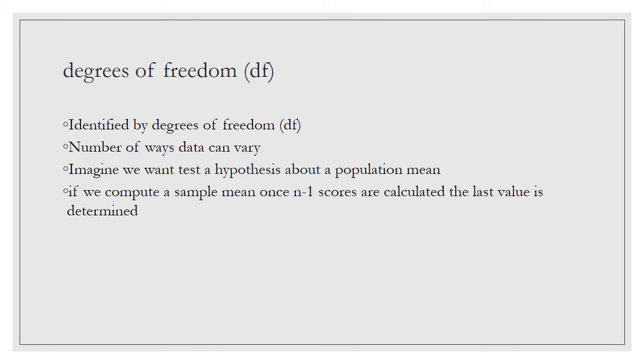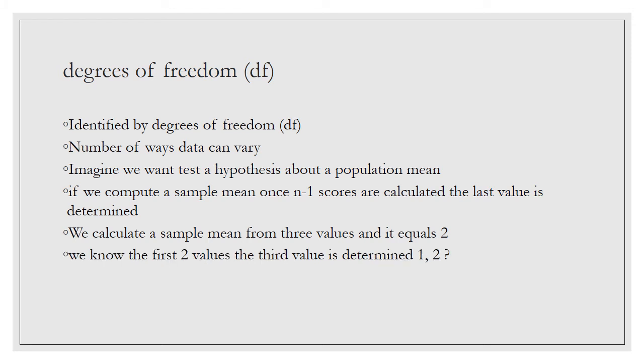So what are degrees of freedom in more detail? They are the number of ways data can vary. Imagine we want to test a hypothesis about a population mean. If we compute a sample mean, once n-1 scores are calculated, the last value is determined. For example, we calculate a sample mean from 3 values and it equals 2. We know the first 2 values are 1 and 2. What is the third value? Take a moment and think about it.